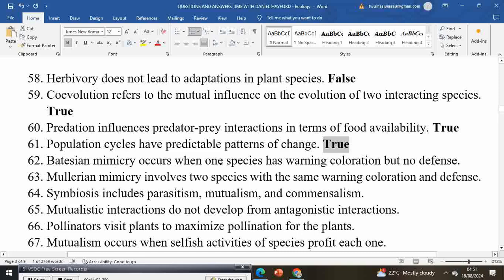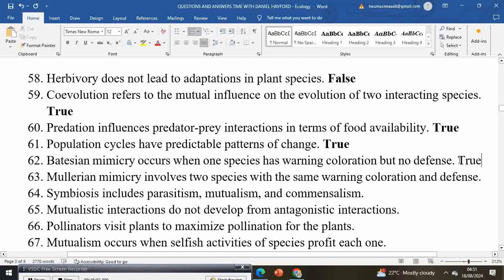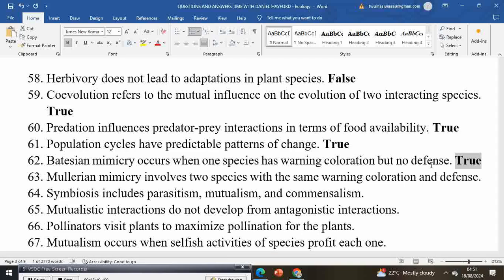Now, 62. Batesian mimicry occurs when one species has warning coloration but no defense. This one is also true. Batesian mimicry occurs when one species has warning coloration but lacks the defense of the organism that it mimics.